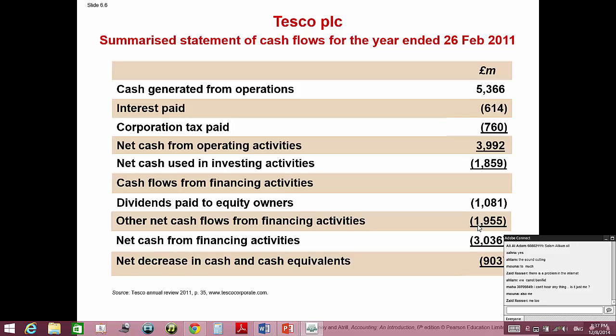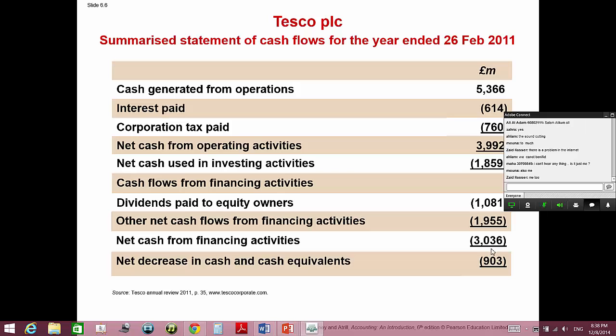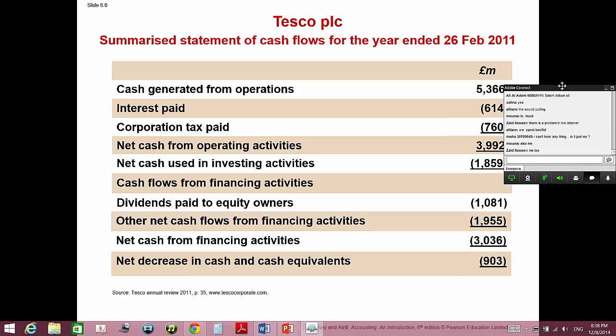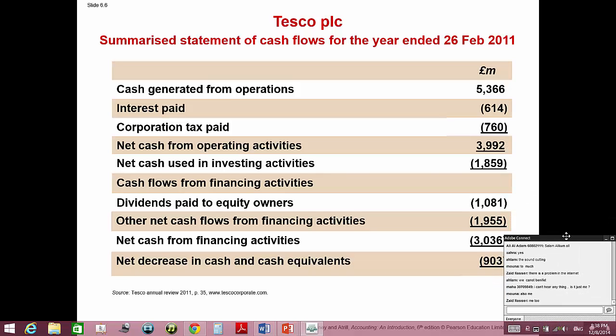Finally, we need to deduct the cash flows from investing activities and the cash flows from financing activities. We deduct those two amounts from the net cash flow from operating activities, and we will get this amount, which is minus 900. Okay, that means there is a decrease in the cash and cash equivalent. That means the cash decreased from the last year.